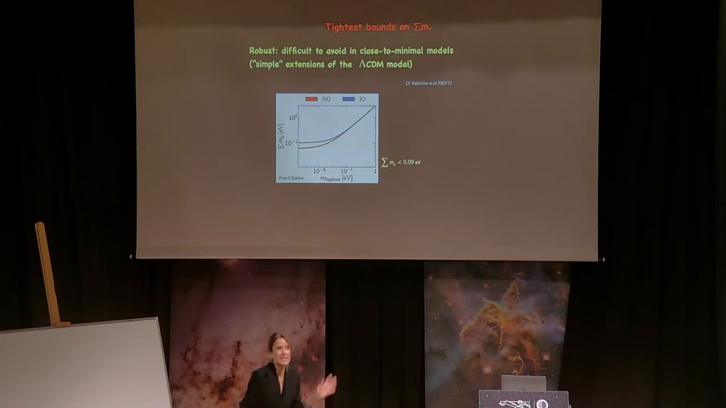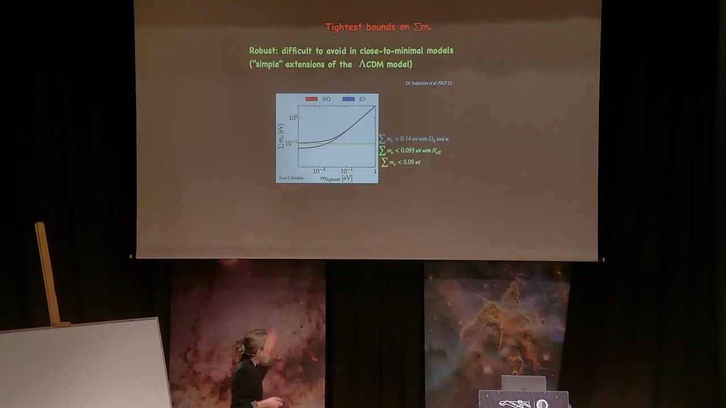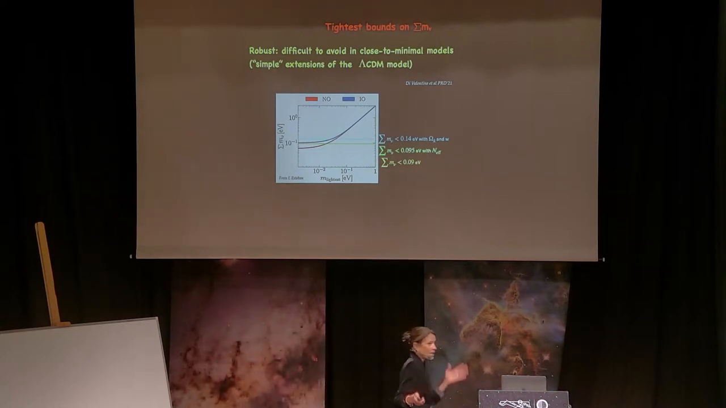No way. These limits are really robust, in the sense that they are really difficult to avoid in minimal extensions of the lambda CDM picture, okay? And with minimal, what I mean, for instance, is that this 0.09 eV goes only up to 0.095 eV if I add N effective as a free parameter. So, not bad. Even if I add curvature and an equation of state for the dark energy component different from minus one, I will get a limit of 0.14 eV, okay? So these limits are robust. It's not that you change a parameter and they disappear. They are really robust.